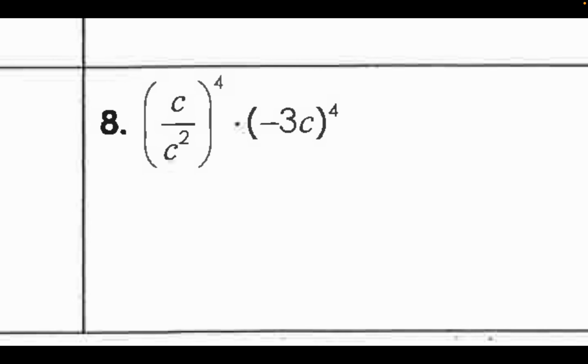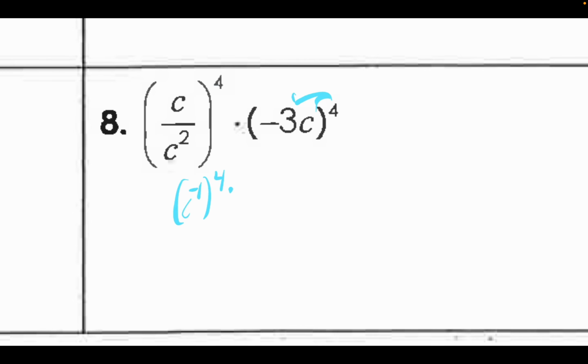Number 8, I first need to deal with this exponent before multiplying. However, since this is inside parentheses, I can simplify there first, which I will. So I either call this 1 over c, or c to the -1st. Pick your poison. Let's just say I call it c to the -1st for now, and then I'll explain and show the other one as well. And I have to do this exponent as well. So -3 to the 4th and c to the 4th.